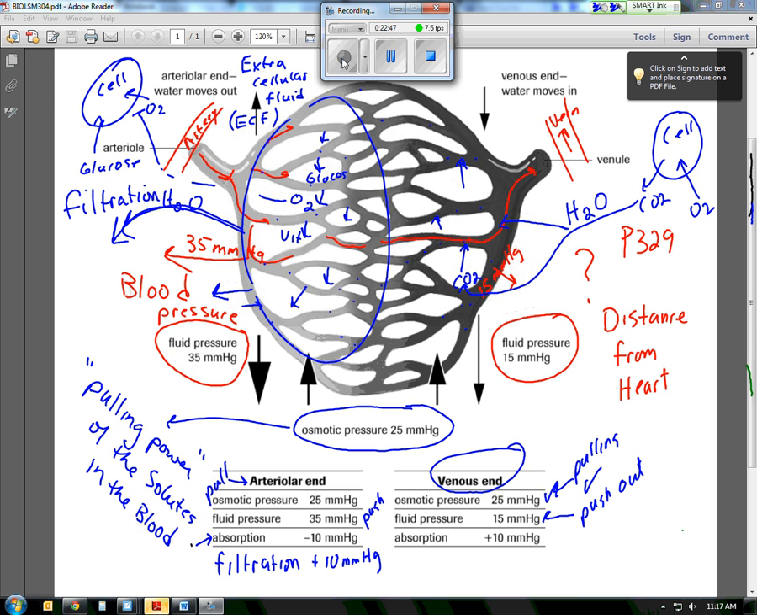And so really, here we could write down the filtration is minus 10 millimeters of mercury here. So that kind of explains why things come out and things go into your bloodstream. And it's all about the pressure differences between those.